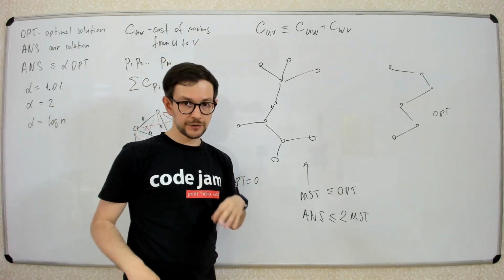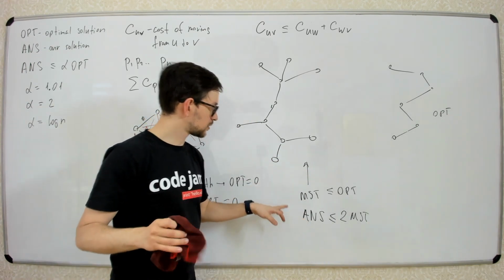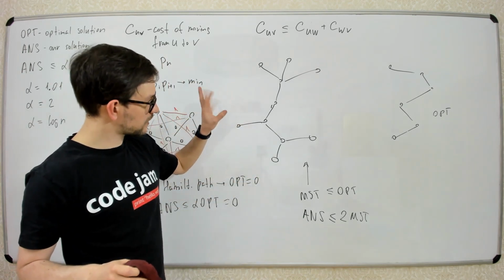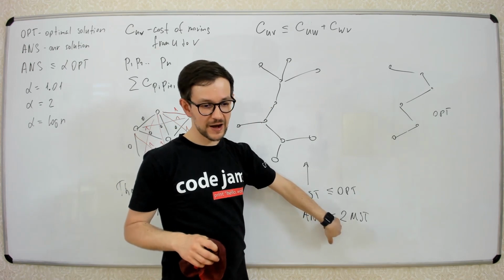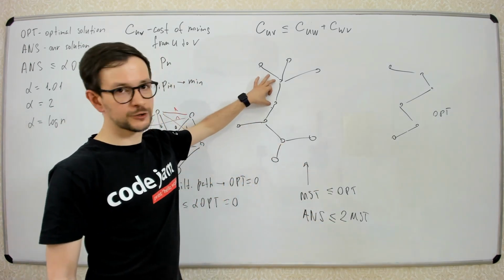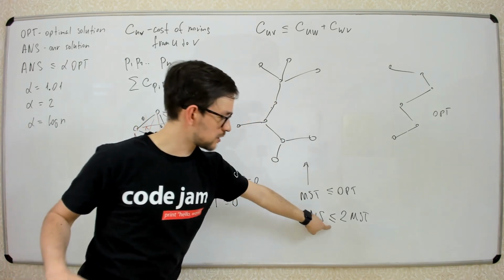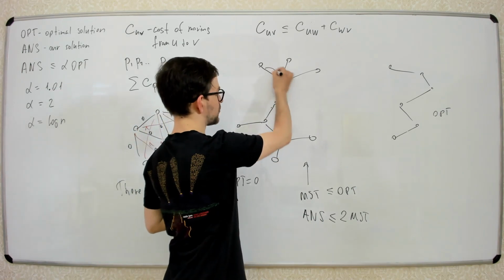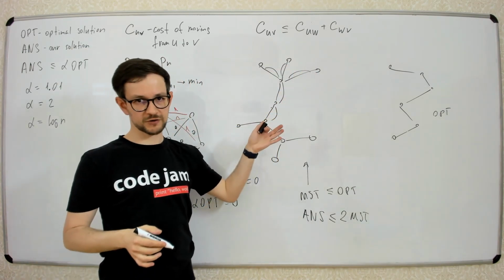Again, I want to build my answer. Why do I have two here? I have two here because of what I did before. I doubled all the edges and then built the Euler cycle. So what we did here, we doubled all the edges of the graph like this, and then built the Euler cycle of this graph.